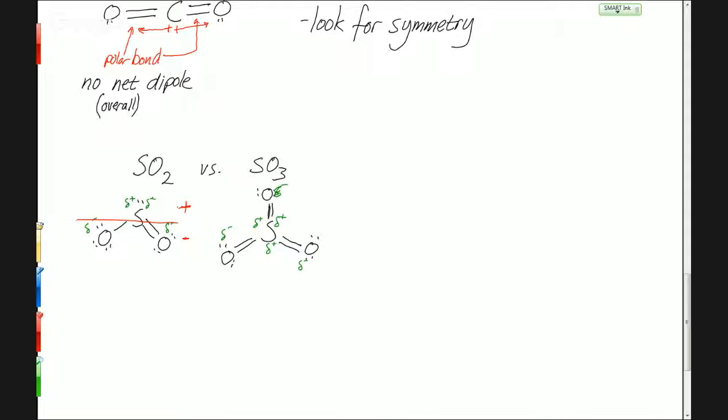We can't do that with SO3. Everywhere we draw, we're going to cut through a negative and a positive, and we're not going to have a negative side and a positive side. So that means that our SO2 is going to be polar, have a net dipole, and our SO3 is nonpolar, even though they're both made of the same kinds of bonds. They're both made of SO bonds, but one's polar and one's nonpolar because of the shape.